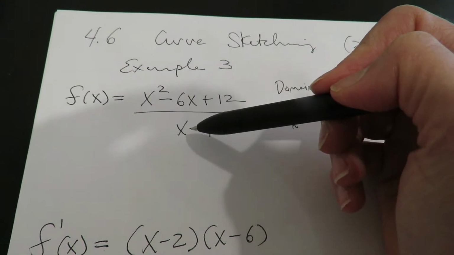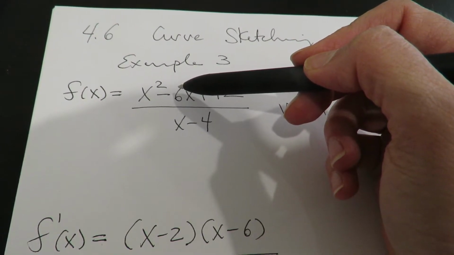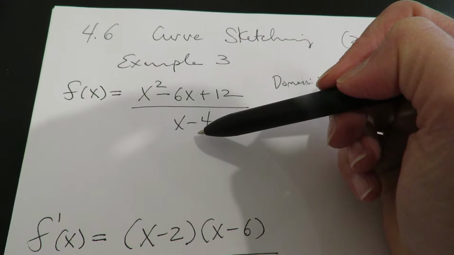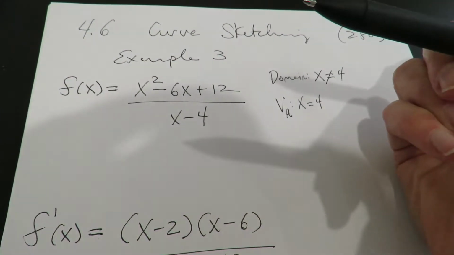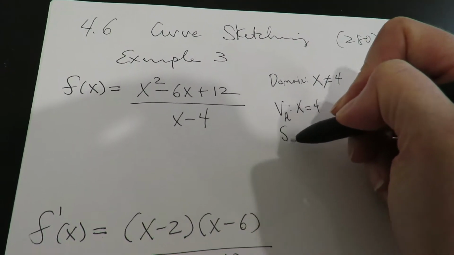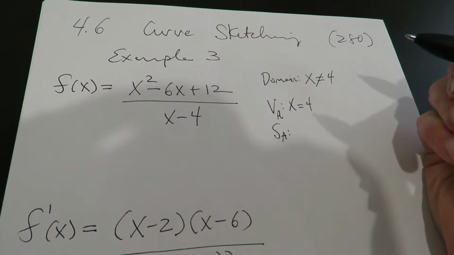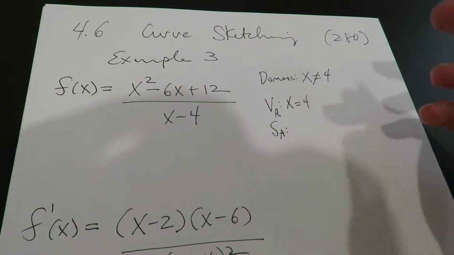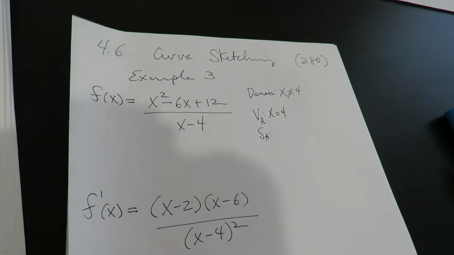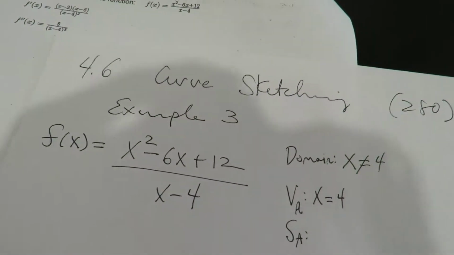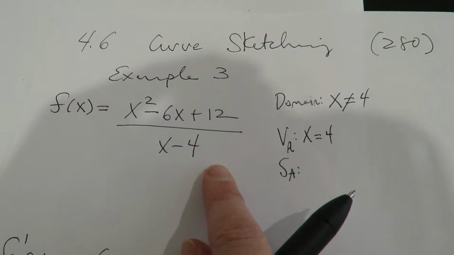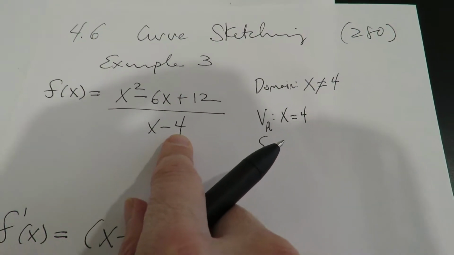I'm also going to note that since the degree of the numerator is exactly 1 higher than the degree of the denominator, it has what we would call a slant asymptote. And I'm going to need to figure out where that slant asymptote is. So I can do that now. Remember, if the degree of the numerator is exactly 1 higher than the degree of the denominator, that is what creates the slant asymptote.